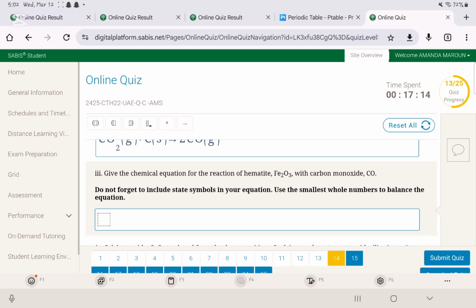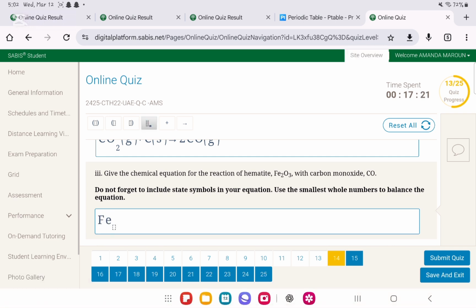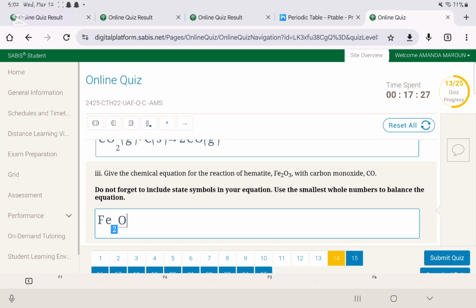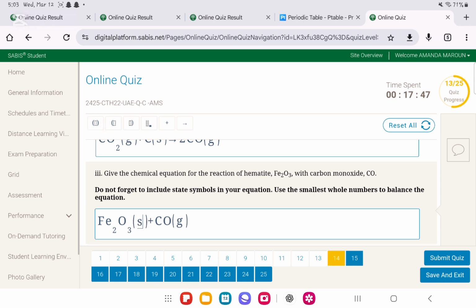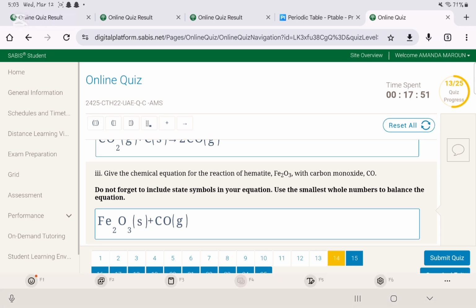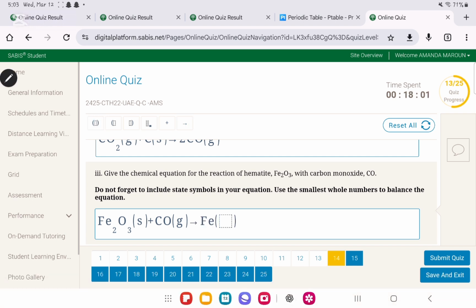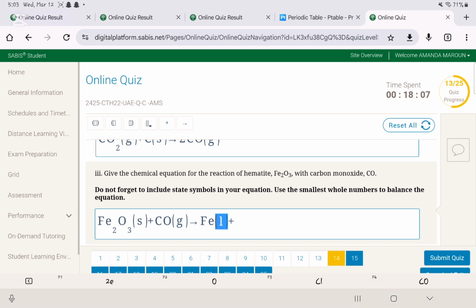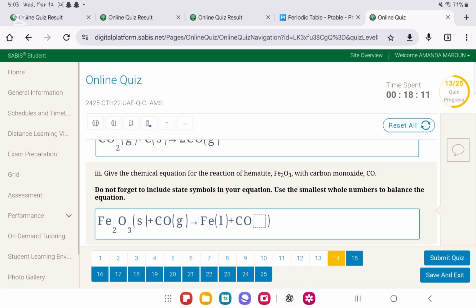Now give the chemical equation for the reaction of hematite, which is Fe2O3, with carbon monoxide. So look, very simply, Fe2O3 in addition to carbon monoxide gas. So Fe2O3, it is a solid for sure. Carbon monoxide is a gas. It is going to produce what? It's going to produce iron as a liquid. So for the liquid, we will put L. So iron as a liquid in addition to what? In addition to carbon dioxide gas.